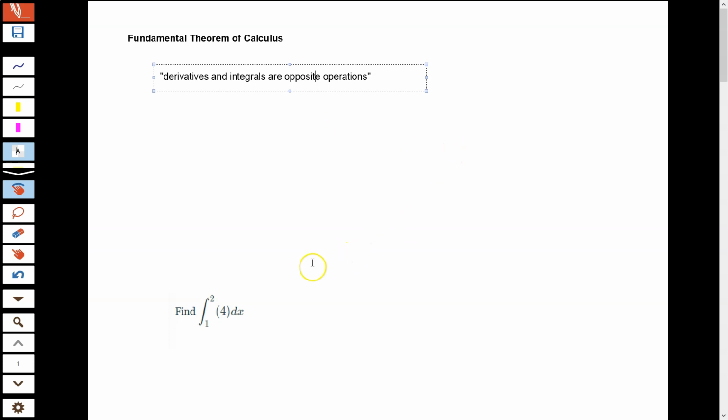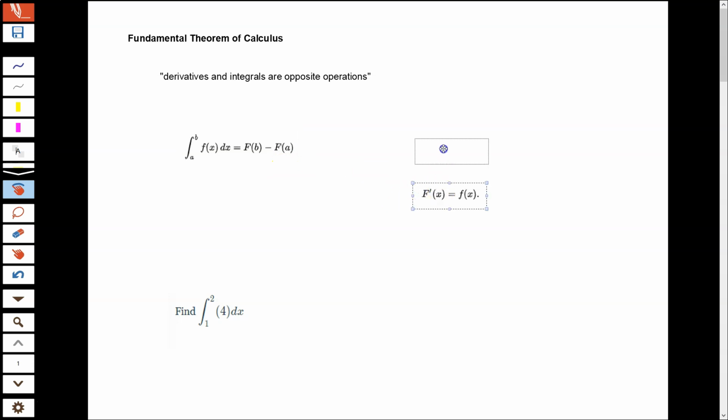Okay. More formally, here I will show you. More formally, this looks like this. So here's where you have to think a little bit harder, right? This says that the integral from a to b of f of x equals big F of b minus big F of a. And here's the precondition: this is only true if capital F prime of x is equal to f of x.